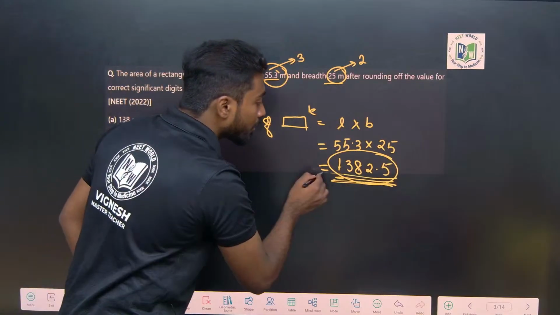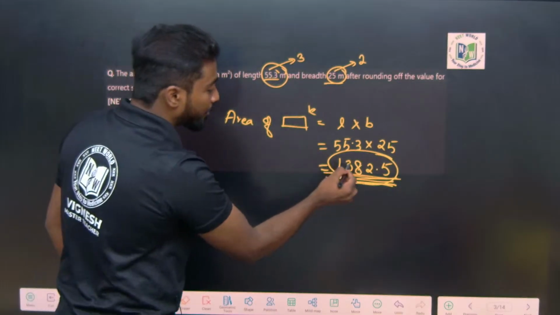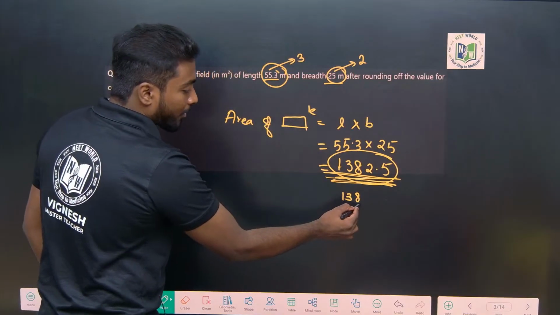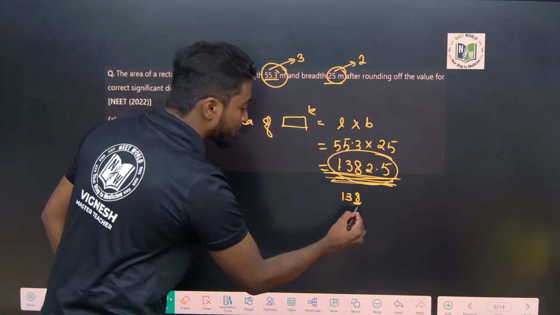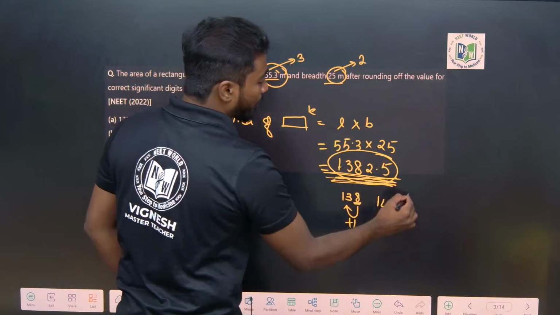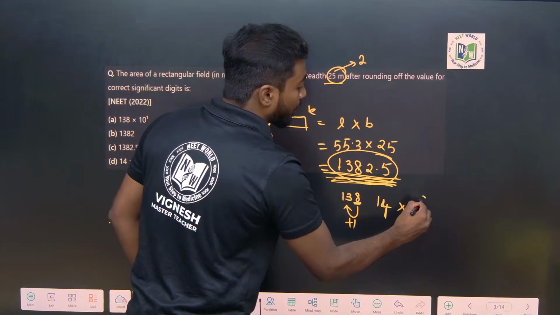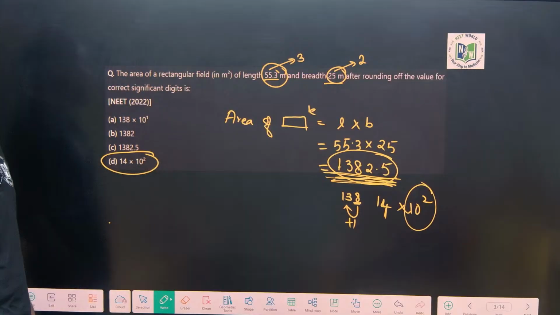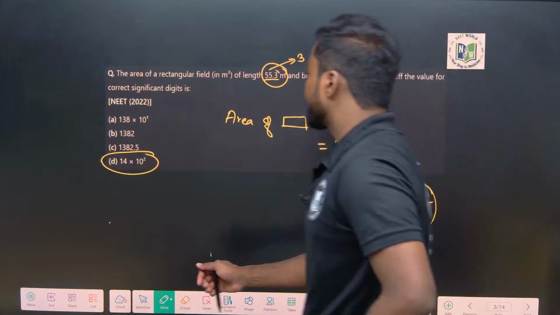Now here only least significant. So first 2 numbers I will write, the next number is 8. Is 8 less than or greater than 5? Greater than 5. What should I do now? Plus 1. So I will get 14. The remaining 2 numbers 0, 0, that is 10 power 2. The exponent doesn't have any significance. So the answer will be 14 into 10 power 2. Understood? So I will write it here, note point.